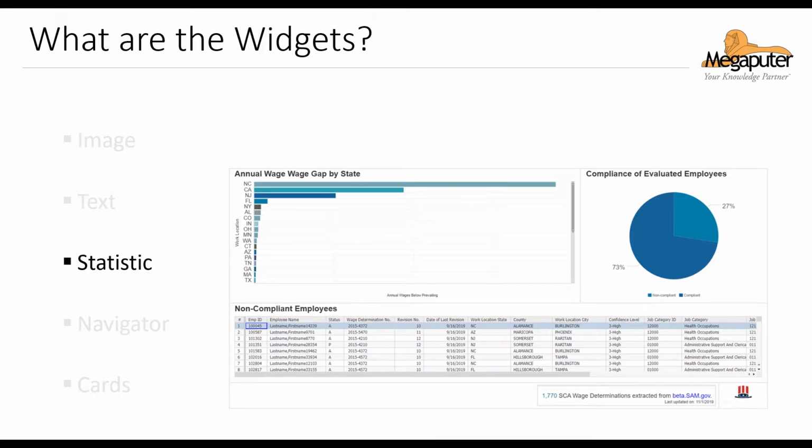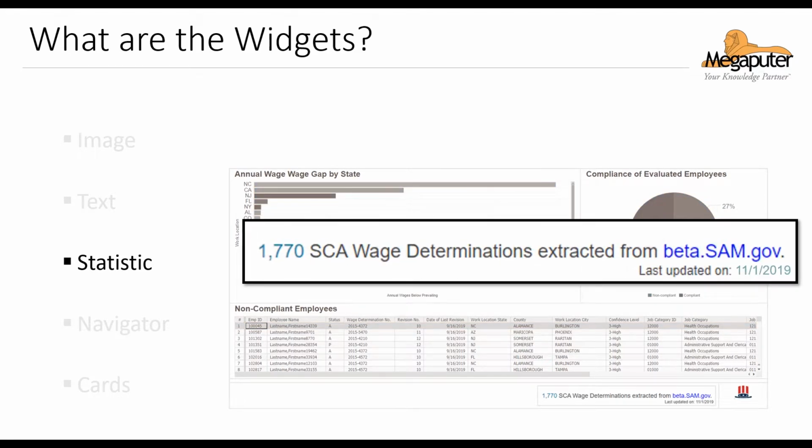So we've now made that change. Since it's a bit hard to see, we'll zoom in on the stats widget that we just substituted. We notice a couple new things. First, we see the last updated date is colored to represent that this is an automatically updated field. Also, we see another dynamic field has been added: the number of SCA wage determinations extracted from the external data source.